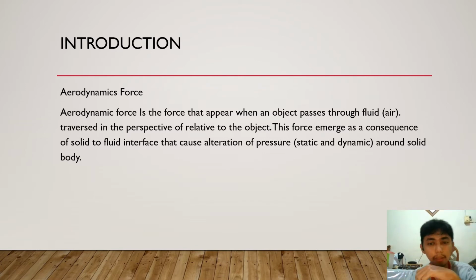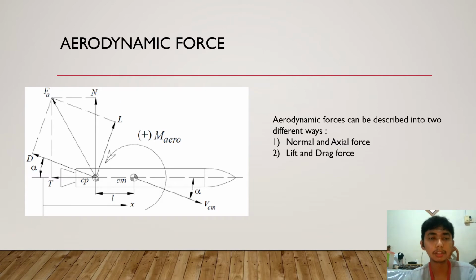This force emerged as a consequence of the solid to fluid interface. It caused the alteration of pressure, we can say static and dynamic pressure, around the solid body. So we can see in this figure that aerodynamic force is denoted as Fa. We can describe this force in two different ways. The first one is normal and axial force, denoted by N and T. And then the second term is lift and drag force, L and D.